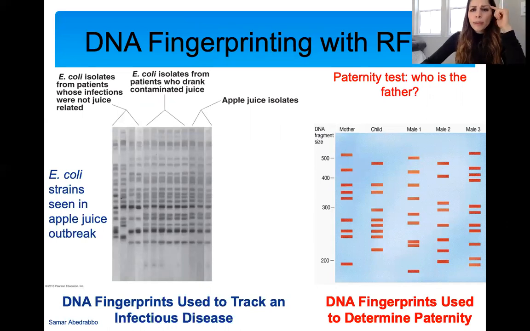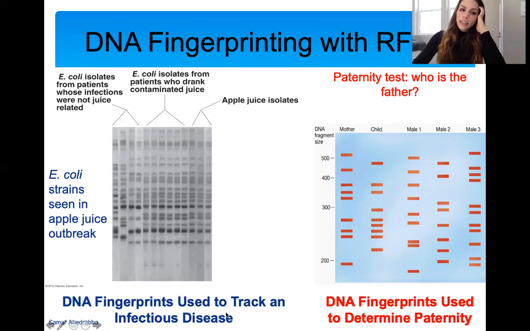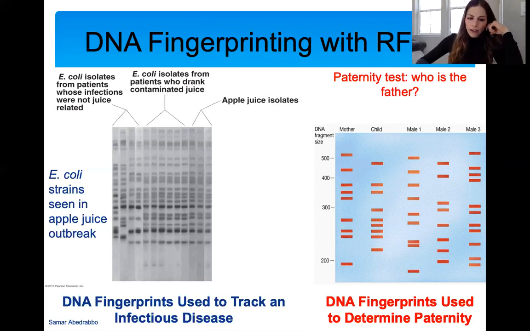So here are pictures of, for example, gel electrophoresis. In this sample, DNA fingerprints were used to track an infectious disease. There was an outbreak of infectious disease in apple juice. So let's use this example. Children in a school were drinking apple juice and everyone was getting diarrhea. We knew that the juice was contaminated with an organism, but you want to understand what the organism is, because there are so many different bacteria that can cause diarrhea, as an example.